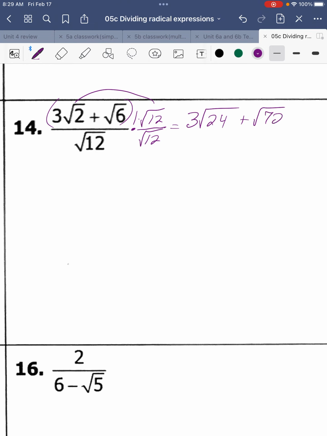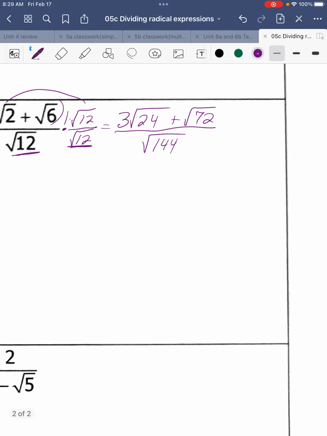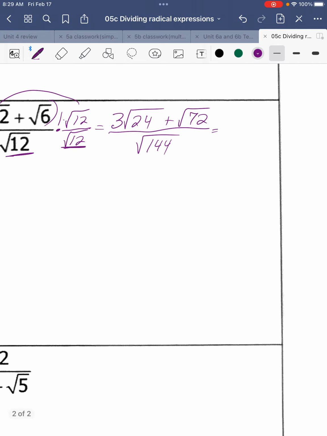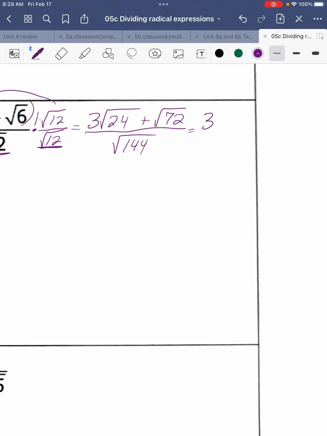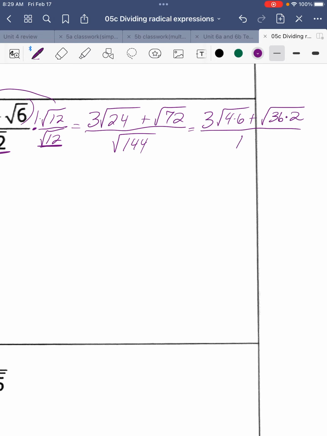The square root of 6 times the square root of 12 is the square root of 72. Over the square root of 12 times the square root of 12 is 144, or some of you think I have a pair of 12s, so it's just going to end up being 12, which is great. The square root of 24 can be reduced into 4 times 6. 4 is the biggest perfect square. 72 can be reduced into 36 and 2. 36 is the biggest perfect square. And the square root of 144 is 12. Let's keep continuing this down.